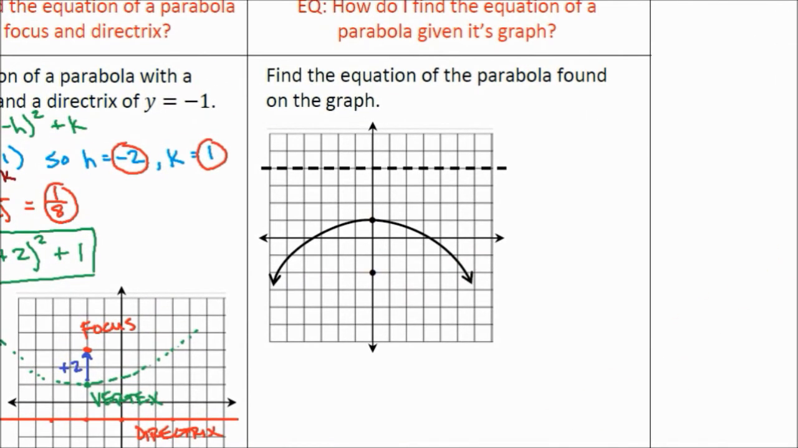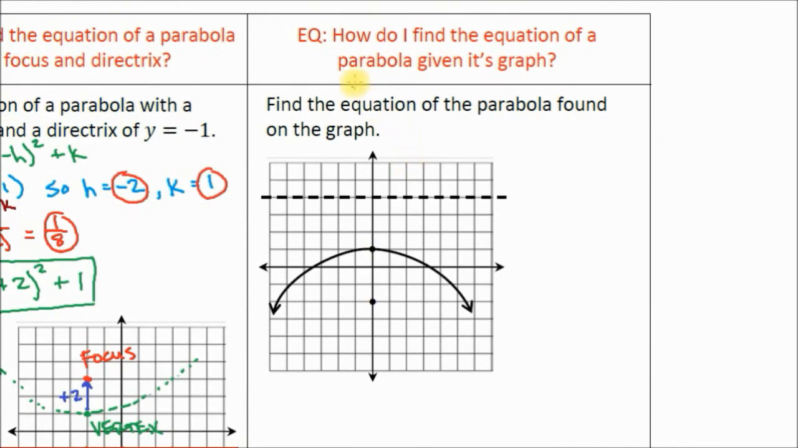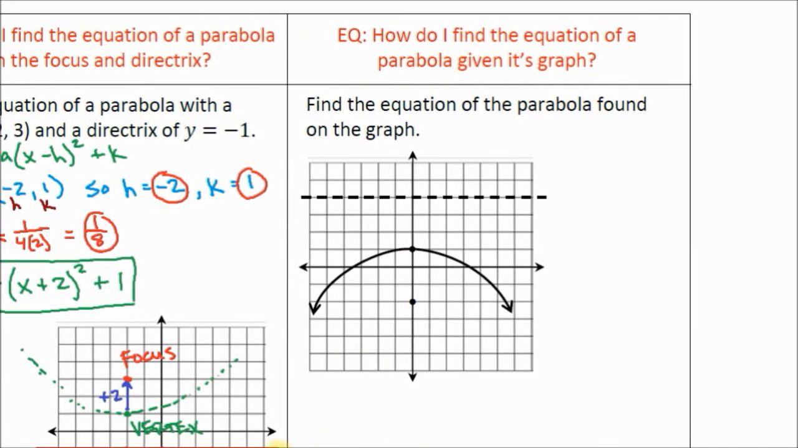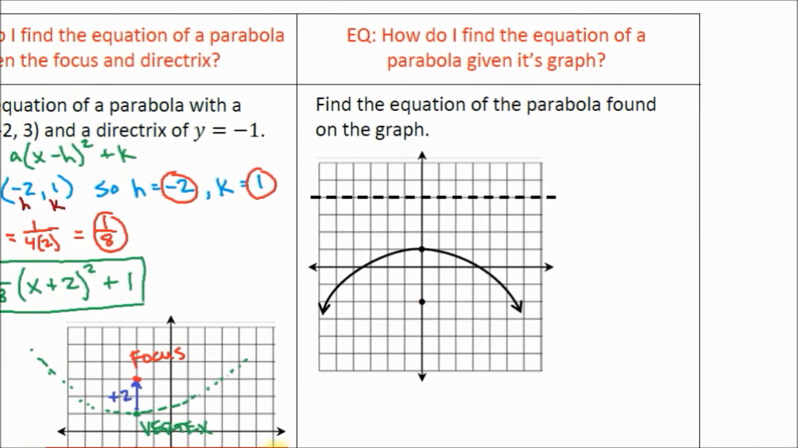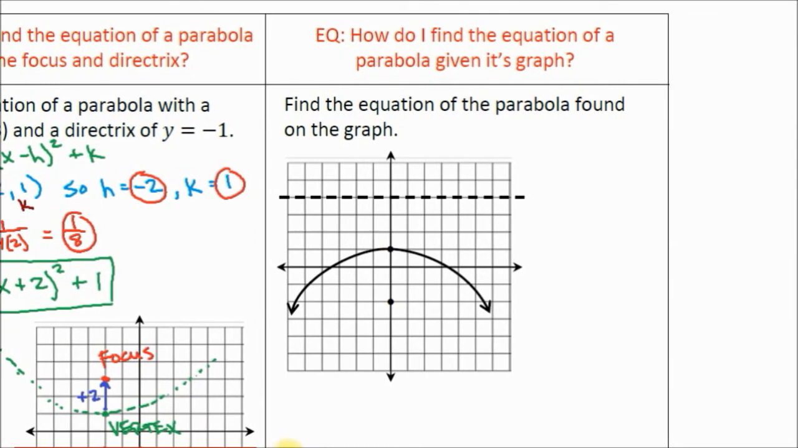Here it is. Find the essential question. How do I find the equation of a parabola given its graph? So now instead of getting the focus and directrix, we're going to just see a graph, and we're going to have to find the equation from here. You're going to see, class, the method is pretty much the same. So how do I find the equation of a parabola given its graph?